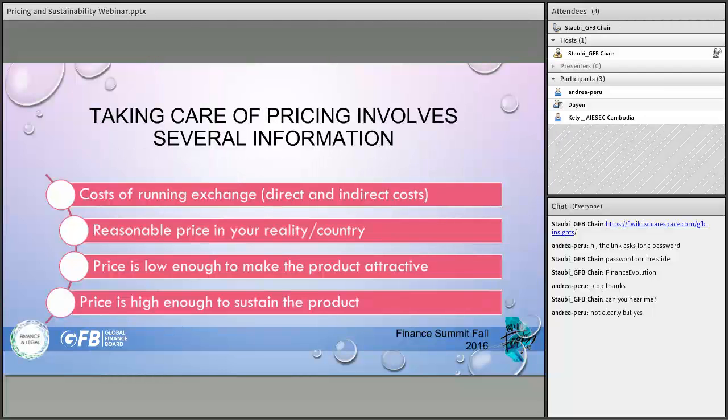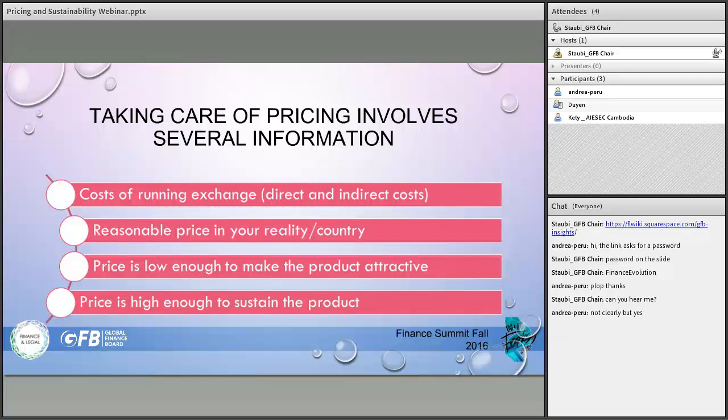Taking care of pricing, you need to involve several pieces of information, not only one. Not just say, okay, approximately this price might be useful, but we need to consider several parts. First of all, how much cost you normally have when running the exchange programs, the direct costs and the indirect costs. Direct costs are mainly your marketing costs. For example, you run marketing on Facebook, this costs money, and therefore you need to pay marketing costs.